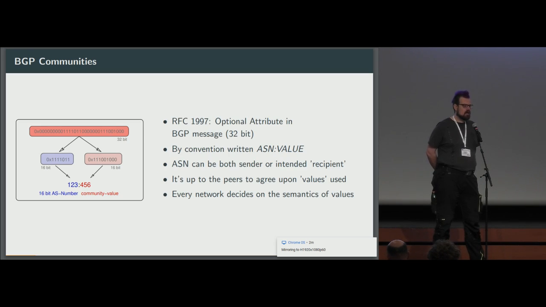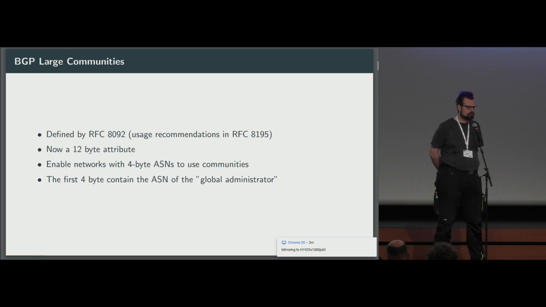So what are we talking about? We are talking about the short BGP communities. You probably know they are defined in RFC 1997. They are a 32-bit value, usually split in half, the first 16 bits being an AS number, the latter 16 bits being a value where each AS agrees upon values with its peers on what they should mean or what they are being used for. So there is no strict semantics in it. Peers have to agree upon it themselves.